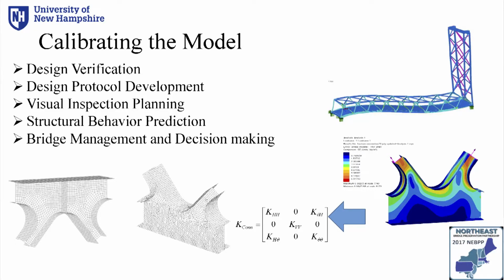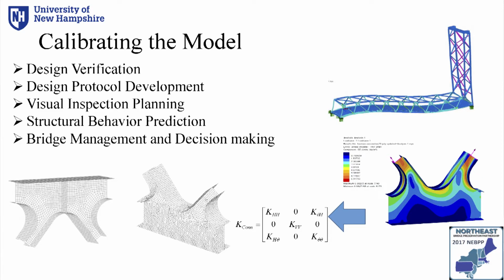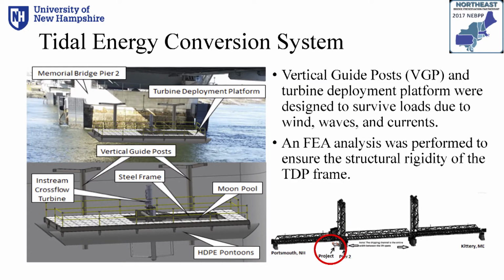The numerical models can also be used for calibration purposes. Monitoring data can be used to calibrate numerical models. The stiffness matrix can be optimized with monitoring data that are continuously monitored along the bridge. They can be used for design verifications and design protocol developments, also visual inspection planning, structural behavior predictions, and bridge management and decision making.